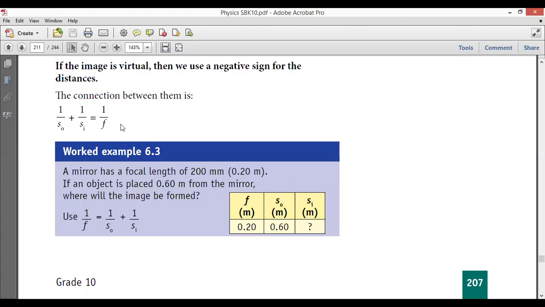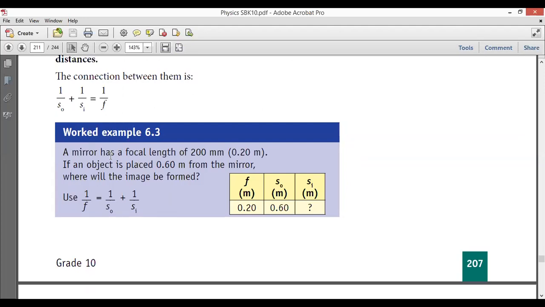You guys see here the mirror equation. Okay, this mirror equation is important. In order to find the location of the image or object or the focal point, we use this formula: 1 over s object, the distance of the object, plus 1 over distance of the image equals 1 over the focal length of the mirror.